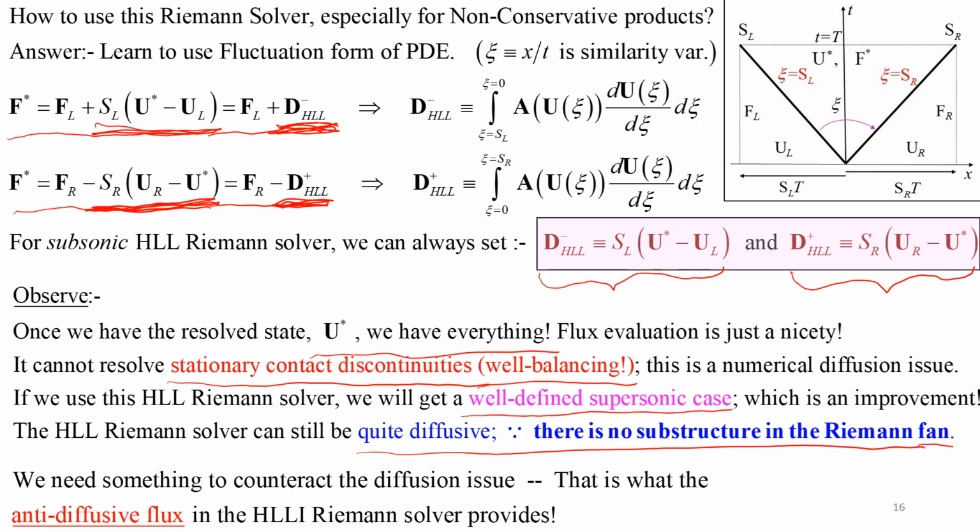So now we want to put back some of that substructure so as to remove some of the diffusion. So we call this an anti-diffusive flux. Let's see how that works in the next transparency.